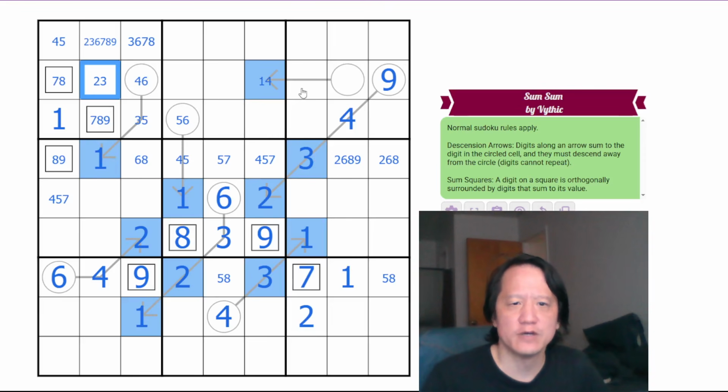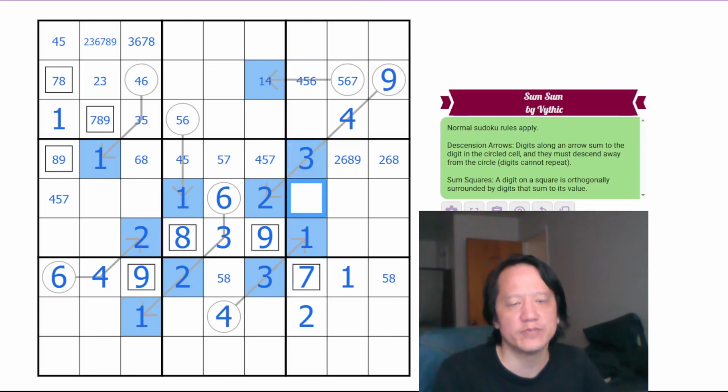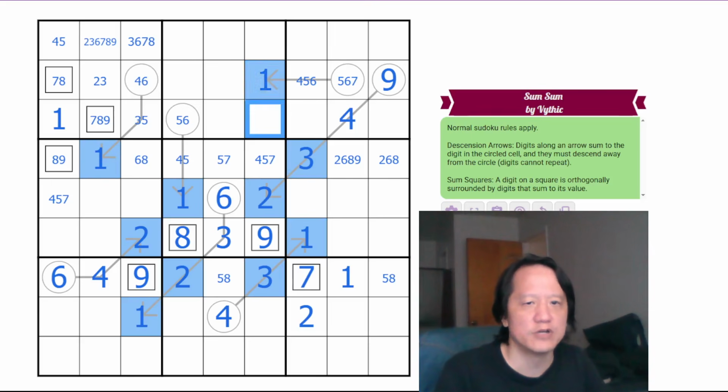What else do we have? What are the possibilities here? We could have 4 here, 1 and 4 adding up to 5. 1 and 5 adding up to 6. 1 and 6 adding up to 7. There's no 1, 7 possible, and we can't have 1, 8 adding up to 9 here. This can't be 4 and 5 adding up to 9 here because of 9 in the row. So this is 1 guaranteed here.